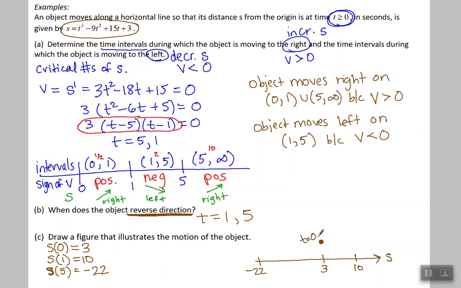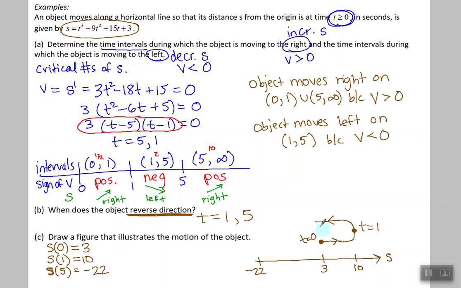Now which direction does it move first? It moves to the right. So we show it going to the right, and when does it turn around is at t equals 1, which is at position 10. So it gets to 10 and then it turns around to go left. So we'll mark that at position 10, which is at t equals 1, that it turns around and starts going the other direction.